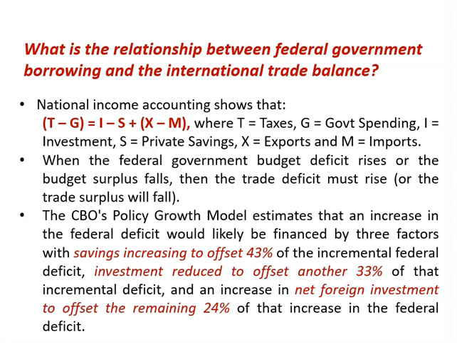However, the best perspective on this comes from the CBO's policy growth model, which estimates that an increase in the federal deficit would likely be financed by three factors, with savings increasing to offset 43% of the incremental federal deficit, investment reduced to offset another 33% of that incremental deficit, and an increase in net foreign investment to offset the remaining 24% of that increase in the federal deficit.